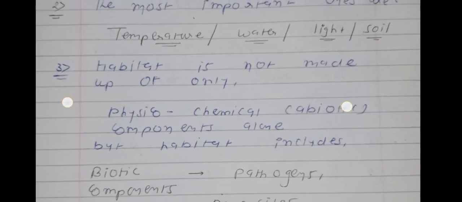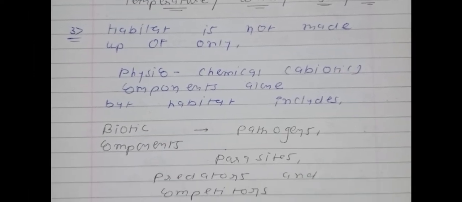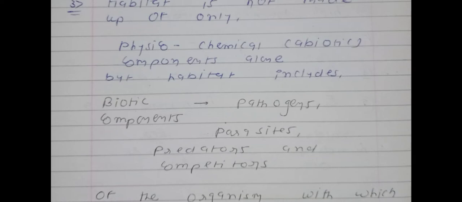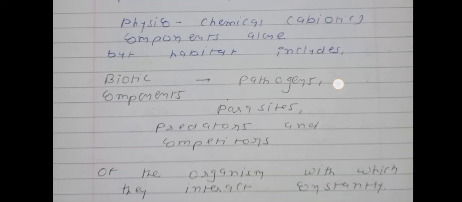Point number 3, see, habitat is not made up of physico-chemical, meaning abiotic, components alone, but it is also made up of biotic components. Like you know that the pathogens are there, parasitic organisms are there, predators are there, and because of predators competitions are also there.